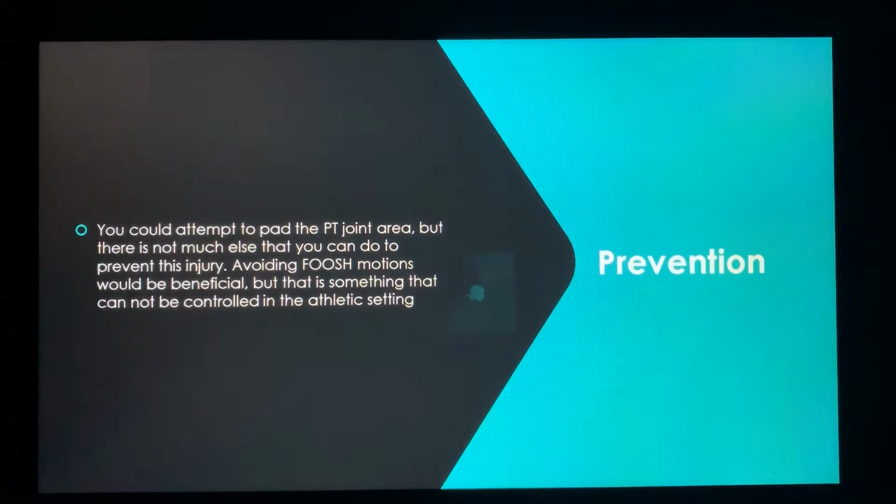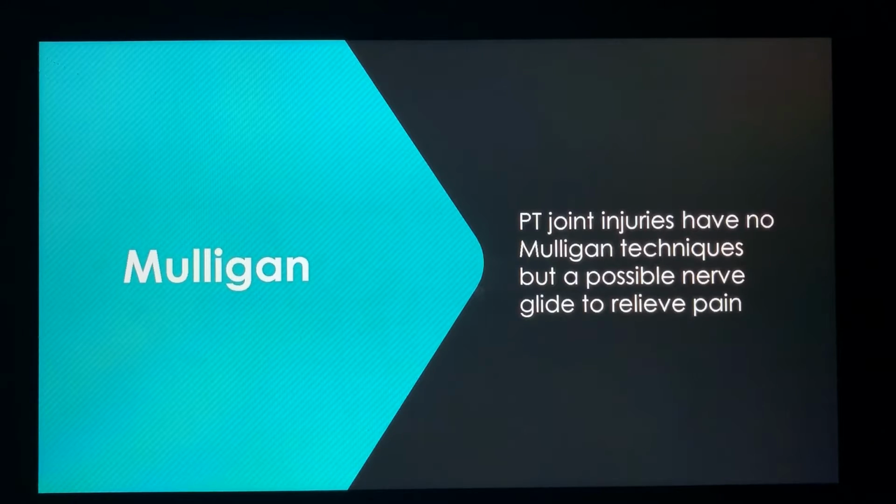Prevention. You could attempt to pad the PT joint area, but there's not much else that you can do to prevent the injury. Avoiding falling on an outstretched hand would be beneficial, but that is something that cannot be controlled in the athletic setting. Mulligan. PT joint injuries have no Mulligan techniques, but a possible nerve glide to relieve pain.